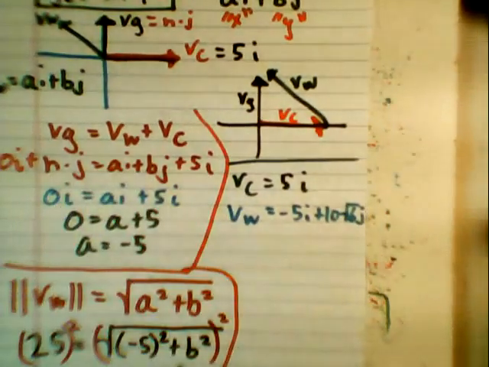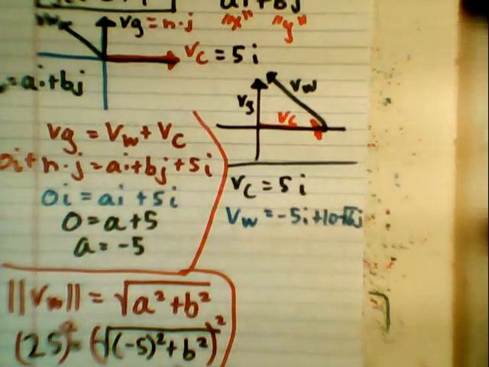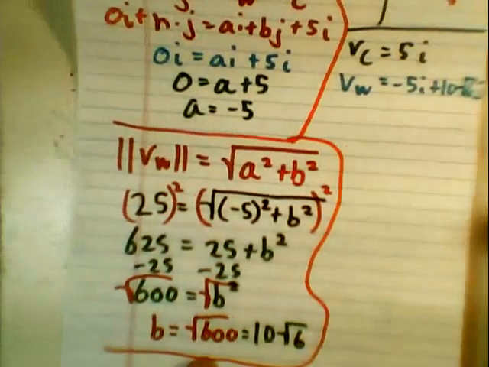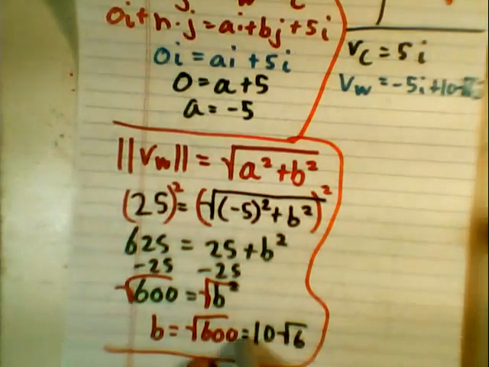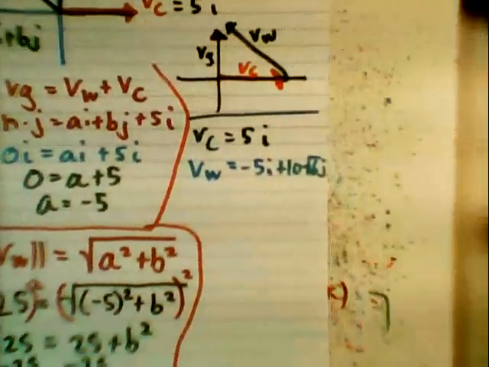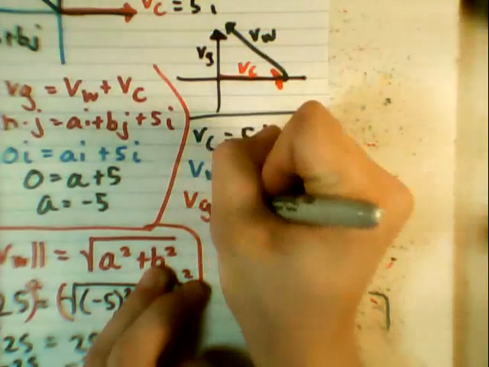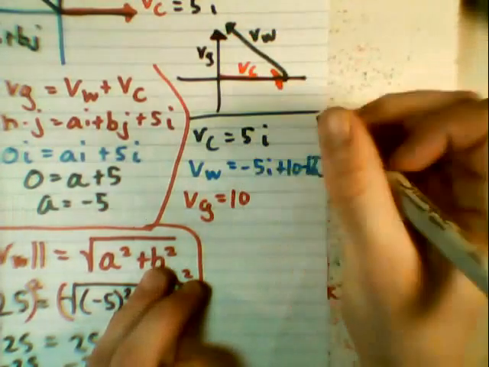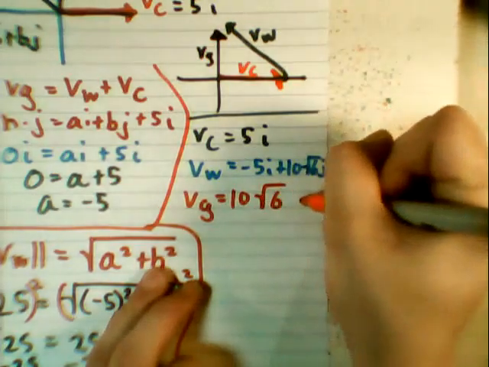And then remember how we had VG equals NJ? Well, the N refers to the B that we found. So this is going to be the component that we plug in for that one. So we have VG equals 10 square root of 6J.